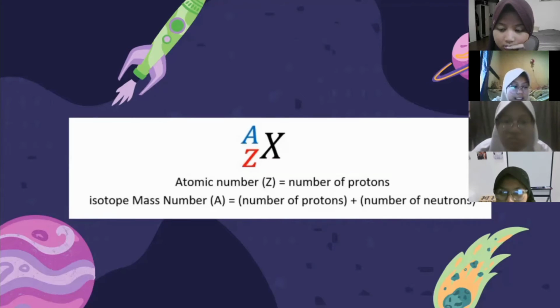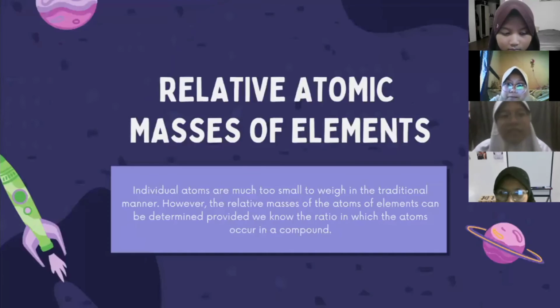How about the relative atomic mass? I've heard that when I studied about the atom. Could you explain that for us? Okay, I will explain about the relative atomic mass of elements. Individual atoms are much too small to weigh in the traditional manner. However, the relative masses of the atoms of elements can be determined provided we know the ratio in which the atoms occur in a compound.